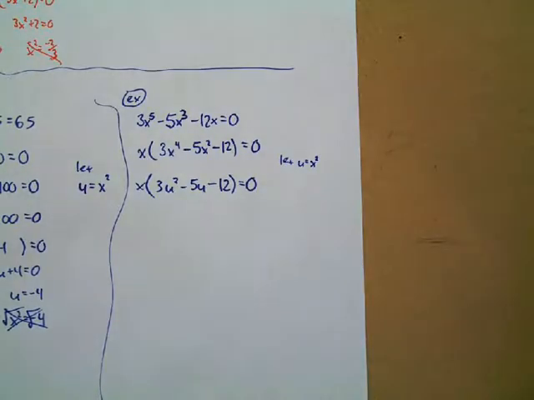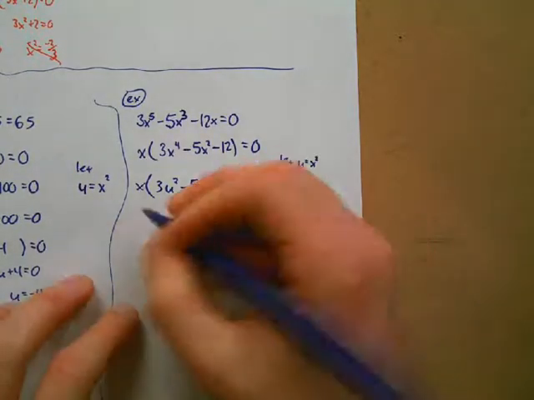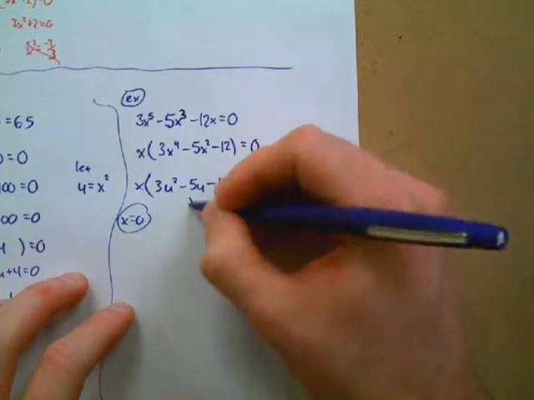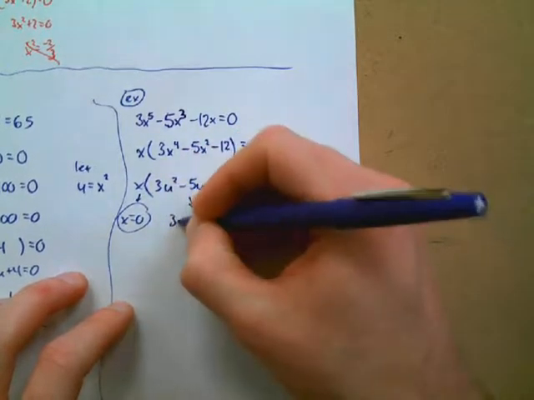So we already have one solution. X is 0, right? We can go ahead and just set x equal to 0 there. And we'll just break up and use the 3u squared minus 5u minus 12 there as well. And so now we're going to factor.